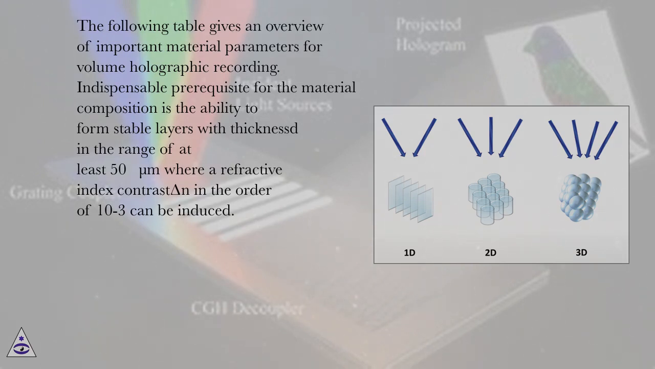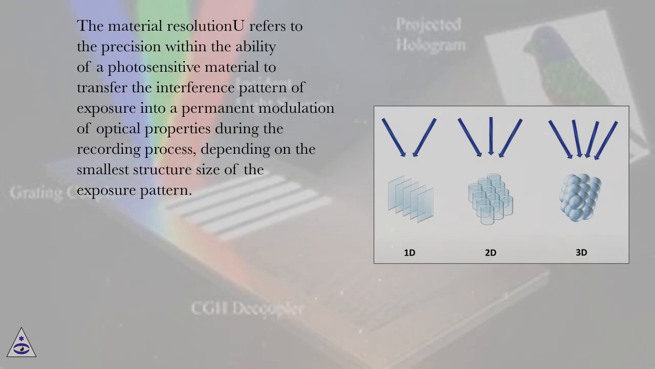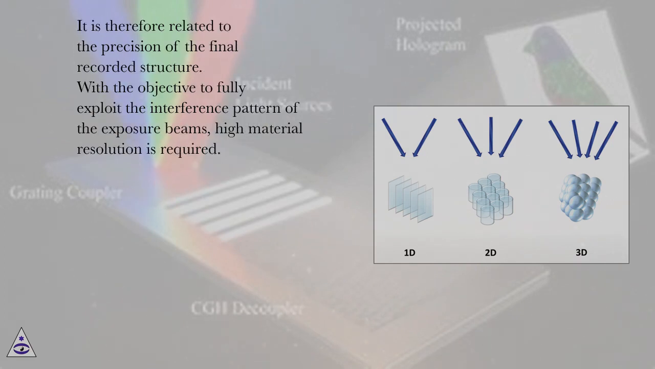Indispensable prerequisite for the material composition is the ability to form stable layers with thickness in the range of at least 50 micrometer where a refractive index contrast delta N in the order of 10^-3 can be induced. The material resolution refers to the precision within the ability of a photosensitive material to transfer the interference pattern of exposure into a permanent modulation of optical properties during the recording process, depending on the smallest structure size of the exposure pattern. It is therefore related to the precision of the final recorded structure.